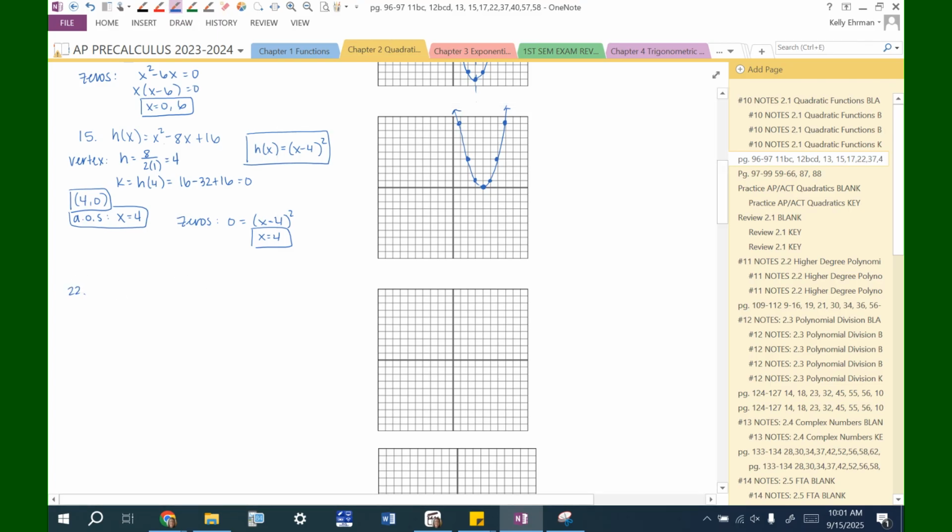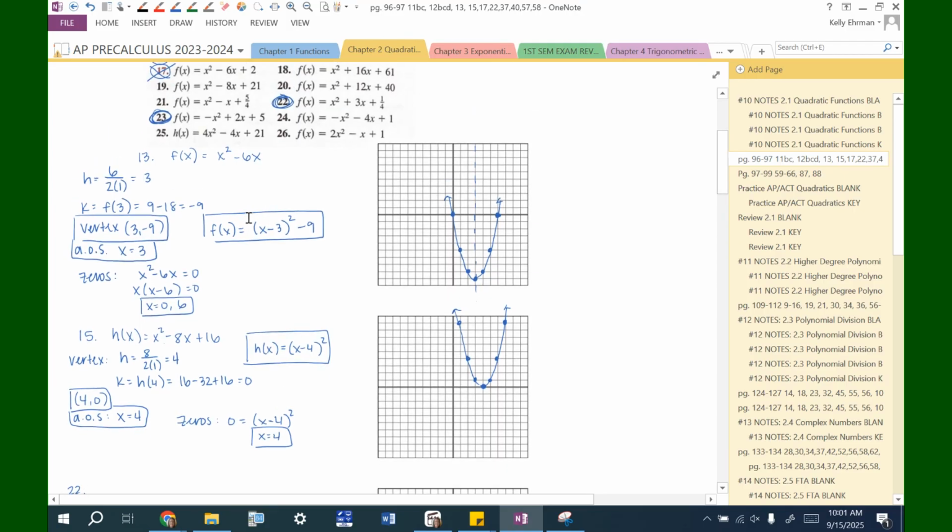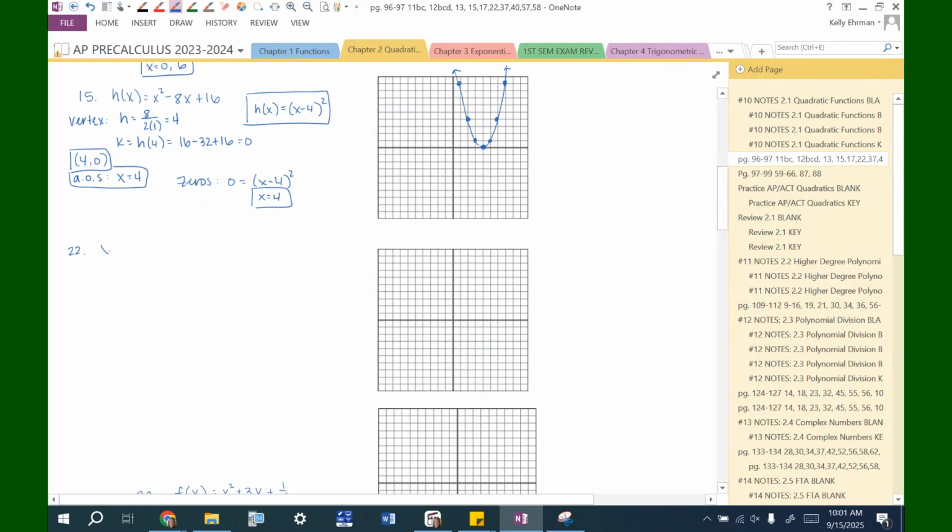Executive decision. Okay, 22 is f of x equals x squared plus 3x plus 1/4. That's our f of x. So the vertex is going to be the opposite of 3 over 2 times a, which is negative 3 over 2. We have to plug that in for k, f of negative 3 over 2. So you square negative 3 over 2, you get 9 over 4. 3 times negative 3 over 2 is minus 9 over 2, plus 1 over 4.